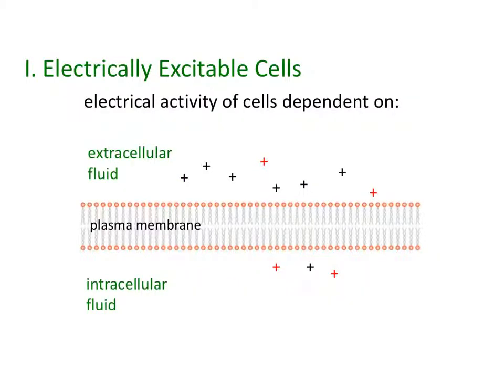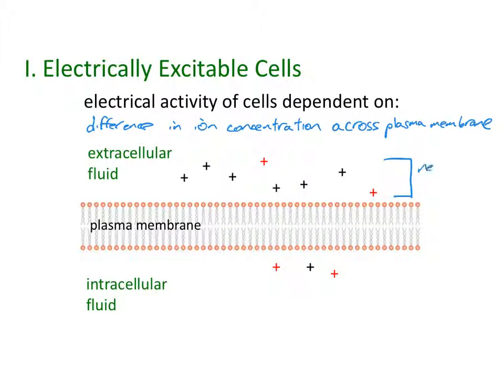Electrical activity in cells is dependent upon a difference in ion concentration across the plasma membrane. And so here you can see extracellular fluid. We have a net positive charge, and relative to the extracellular fluid, there's a negative charge on the inside of the cell.